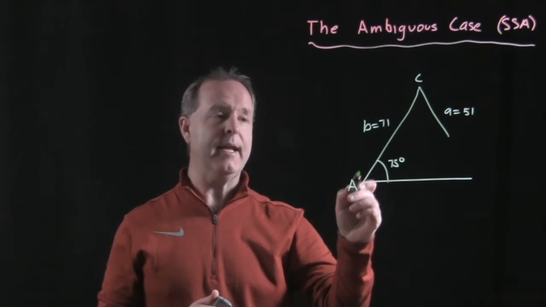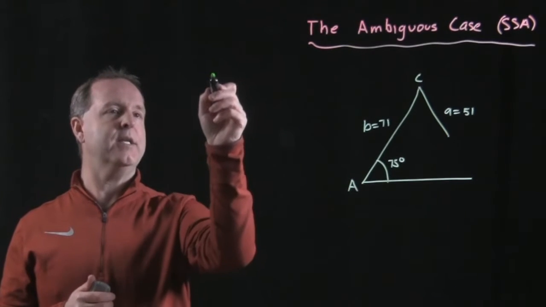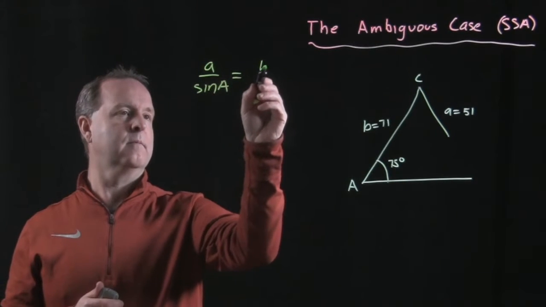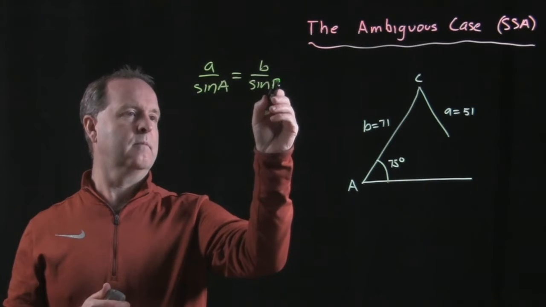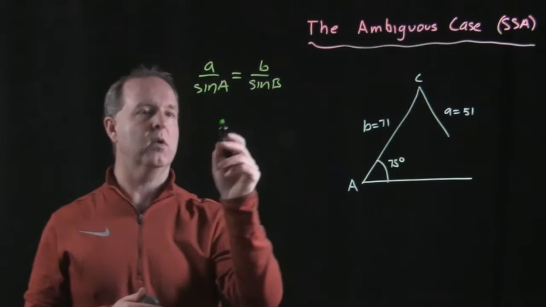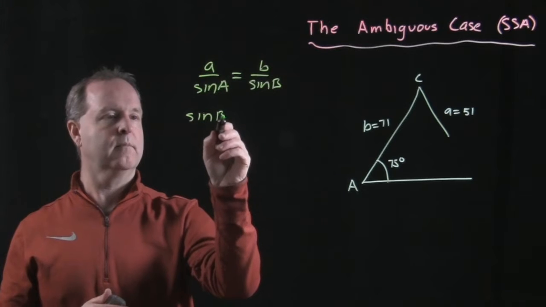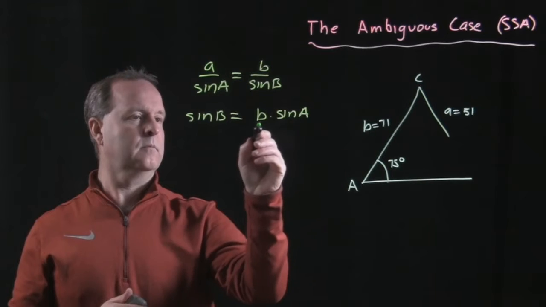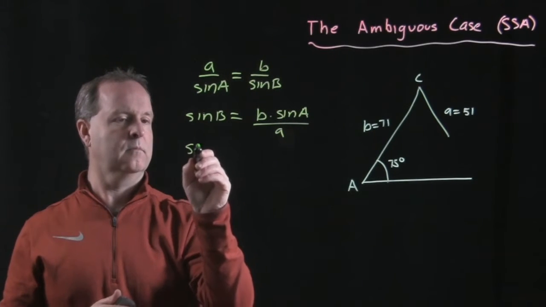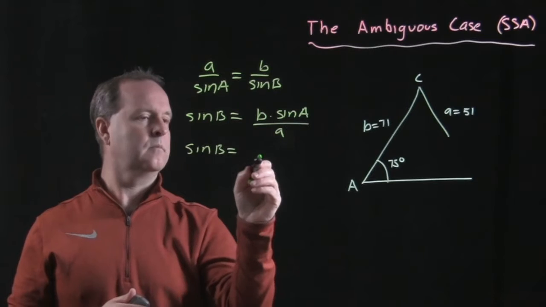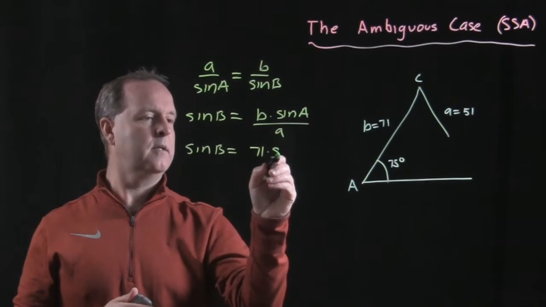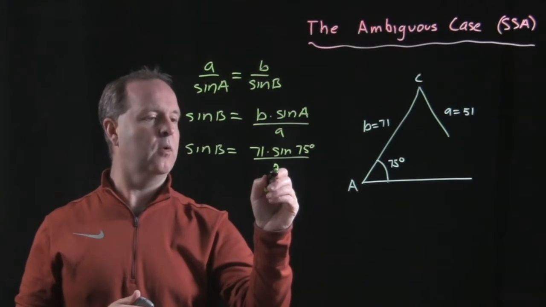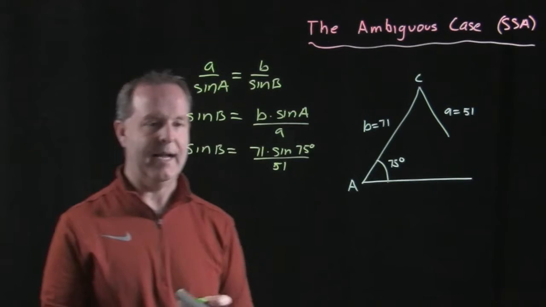I know my ratios of A and B are given, so let's look at the law of sines from the ratio of the A's. Sine of B is unknown, so let's solve that for the sine of B. B is 71, sine is 75, all over A, which is 51. Use a black box.